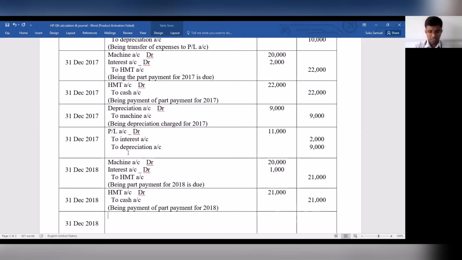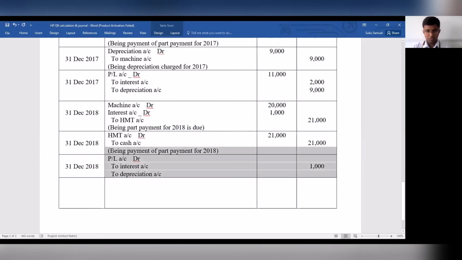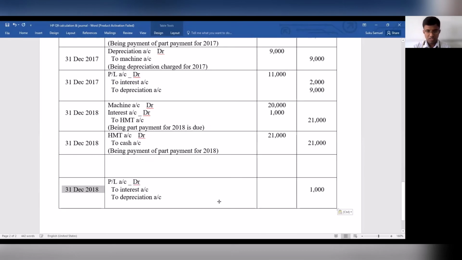31st December 2018, profit and loss account debited to interest account. Amount is 1,000. Depreciation account. Okay, so there was one particular step that I missed over here, and that was the depreciation. So 31st December 2018, we have to charge depreciation.